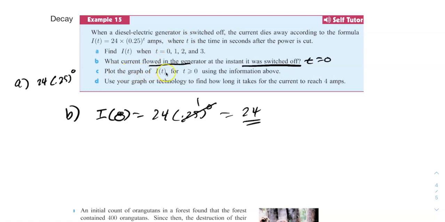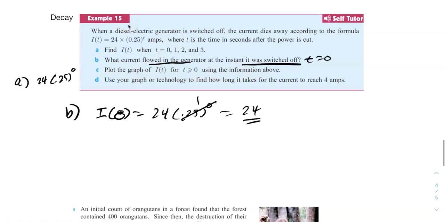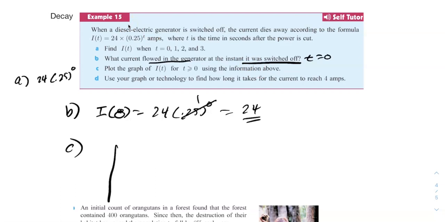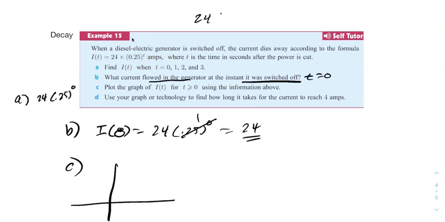C, plot the graph of I of t for t greater than 0. Use the information above. We could use a calculator for doing that, or if we did all the work in the first one, we could use those points. But we know how to graph this. We have 24 times 0.25 to the t. So I know it's plus 0, there's no horizontal asymptote.